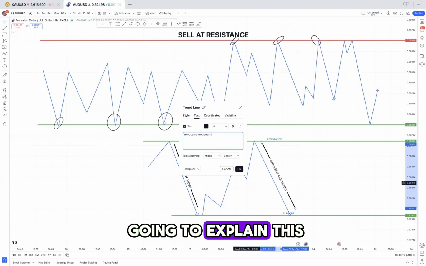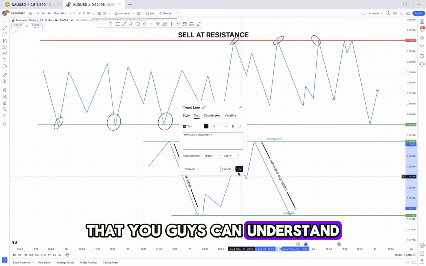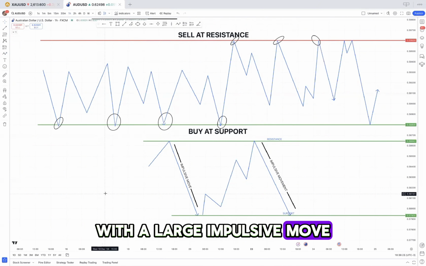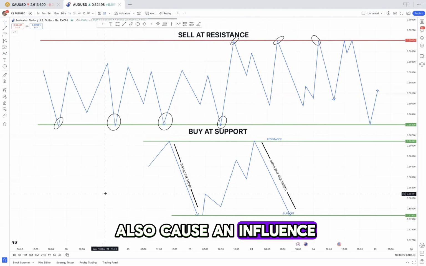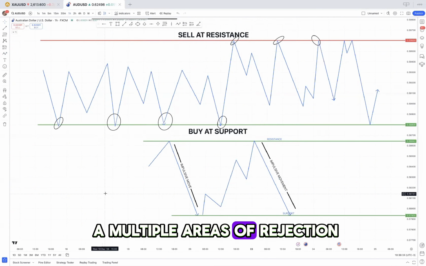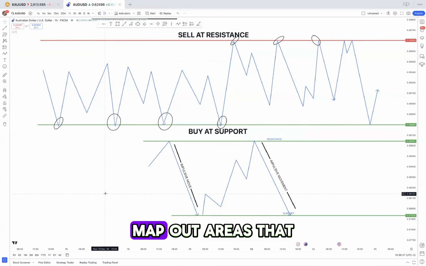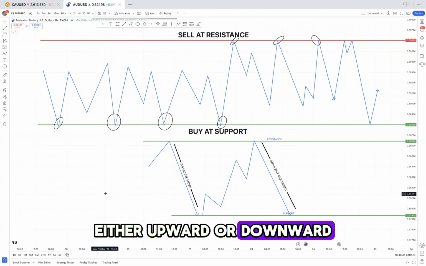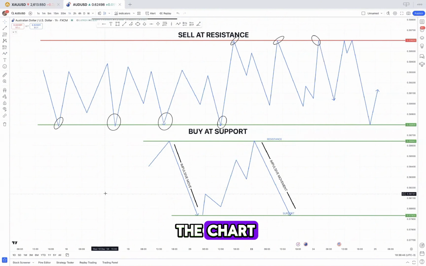Like I said, I'm going to explain this in a simple way that you guys can understand. I'm not saying too much. Because of the way this area has pushed price downward with a large impulsive move, that same area can also cause an influence in price again when price gets to that area. So you guys should know, if you don't see multiple areas of rejection, you should also map out areas that have caused an impulsive move, either upward or downward. So with that being said, let's go to the chart so I can show you guys a real life experience.